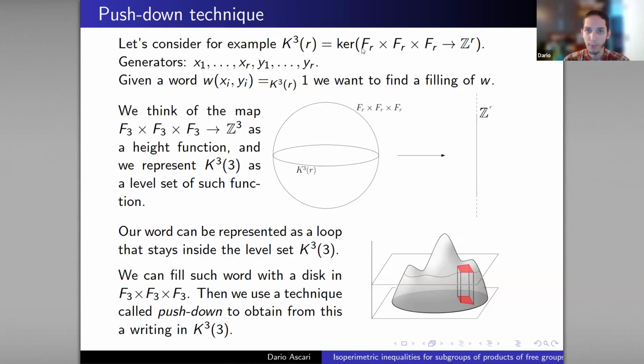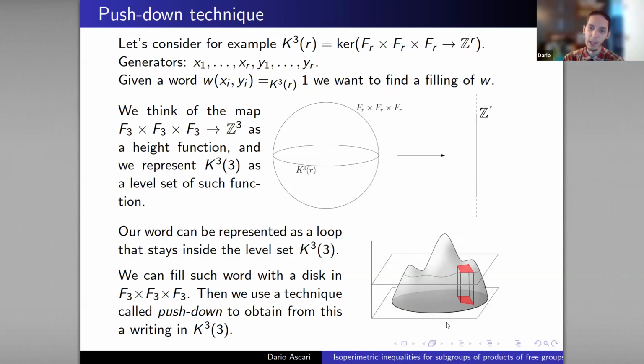You start with a filling in FR cross FR cross FR, and the Dehn function of this group is quadratic, so you do this using n² relations. And then you push down this disk to be contained inside the kernel. I'm not going to describe how this push down works exactly, also because the formal proof is completely algebraic, even though the idea is geometric.